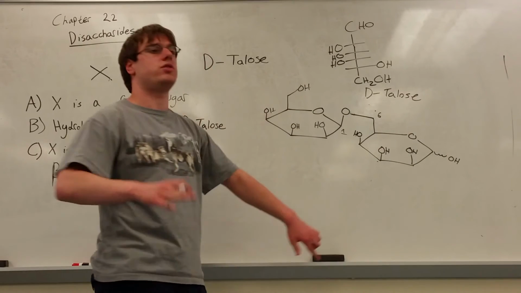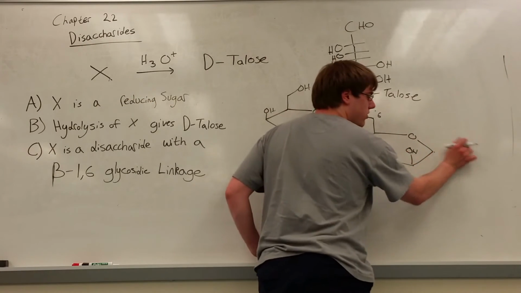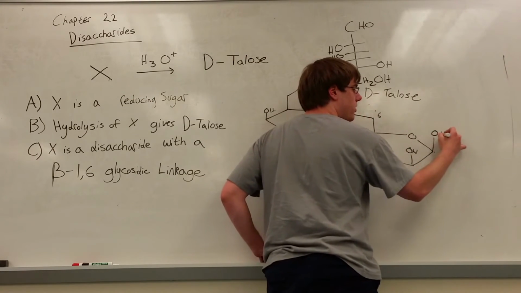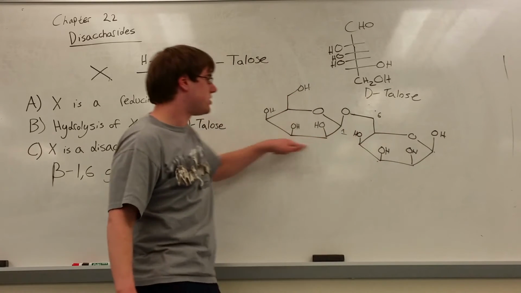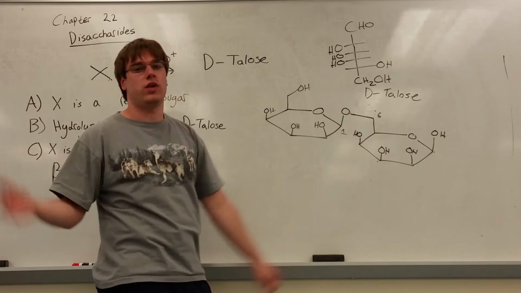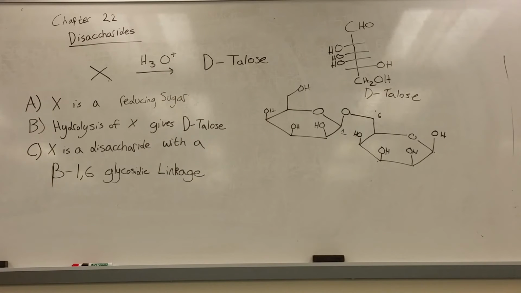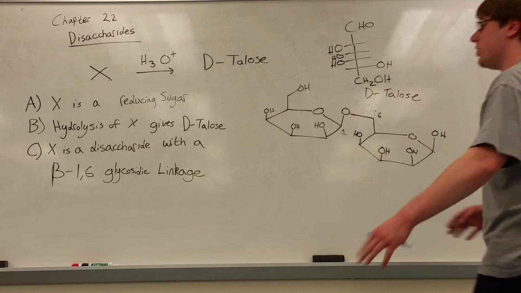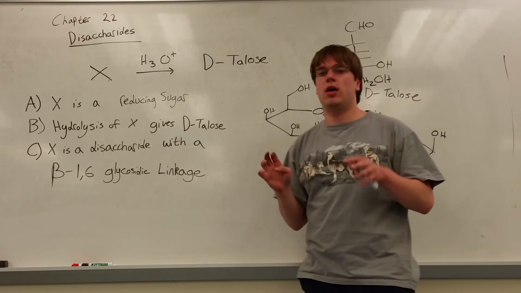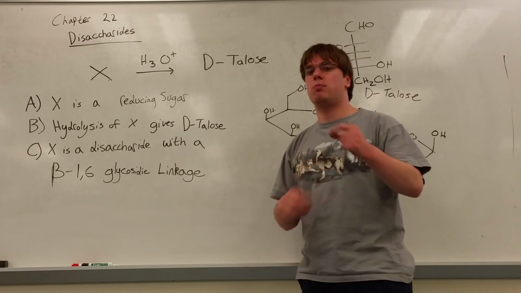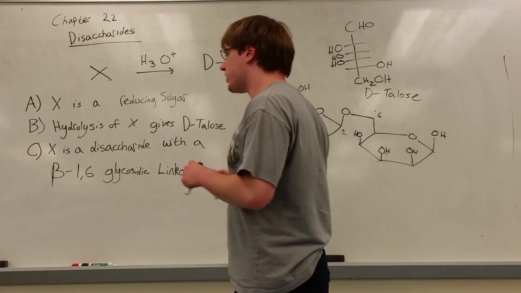But if you want to be 100% safe, you can just say, well, if I want everything to be beta, just make this point in the up direction too, because now this is a beta D-talose and this is a beta D-talose, and you're not going to be safer than that. There is one other way they could phrase statement C about the beta 1,6 glycosidic linkage. Now, this hint won't really tell you if it's alpha or beta, but it will tell you which carbons are part of the glycosidic linkage.